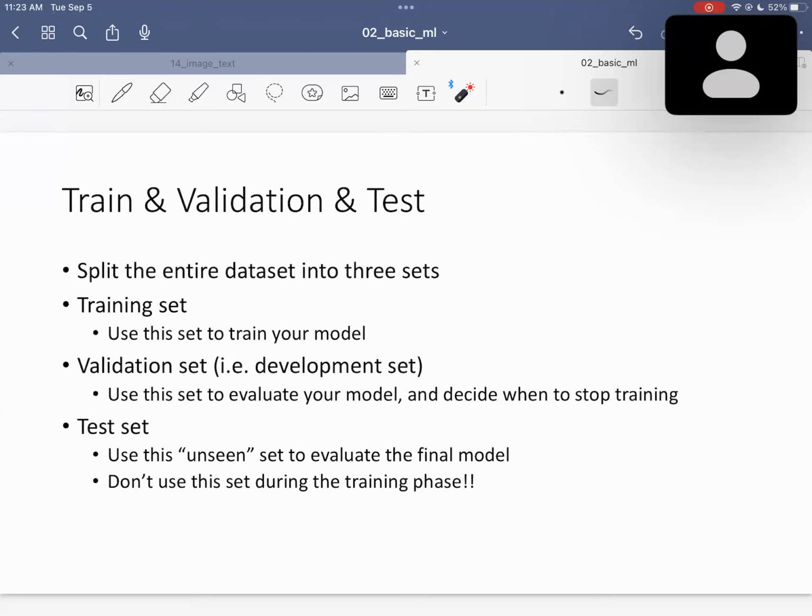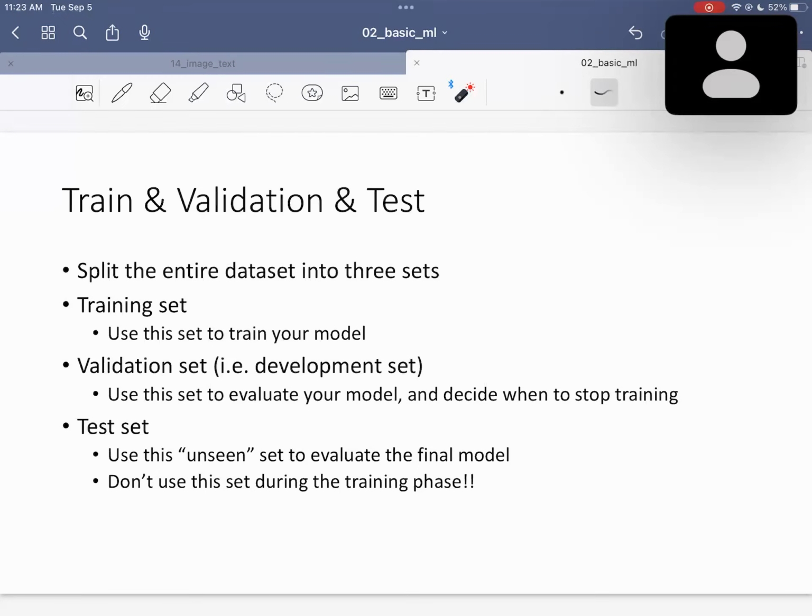And the test set is the unseen set. So this is unseen during training. The training set is used for training. The validation set is used for evaluating during training. So these two are seen during training. And the test set is the one that is never seen during training. It is used at the one final step when you've decided when to stop your SGD.